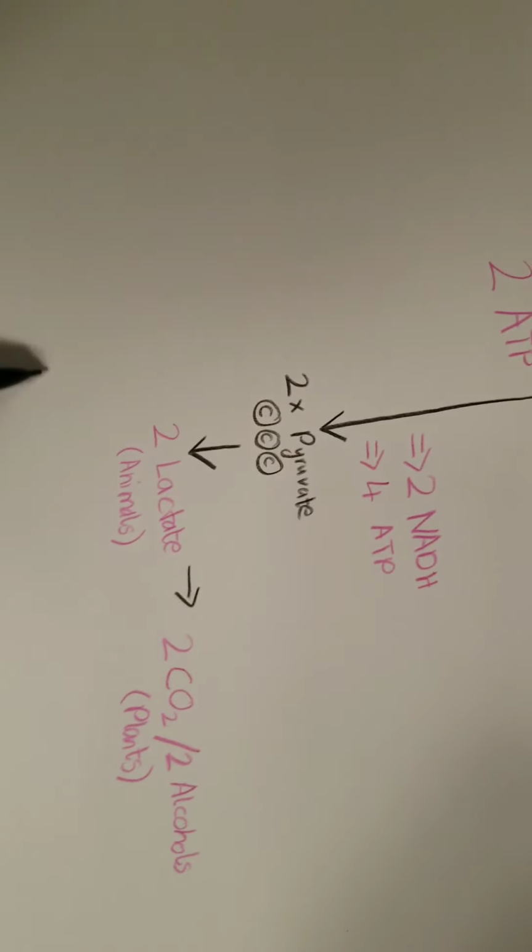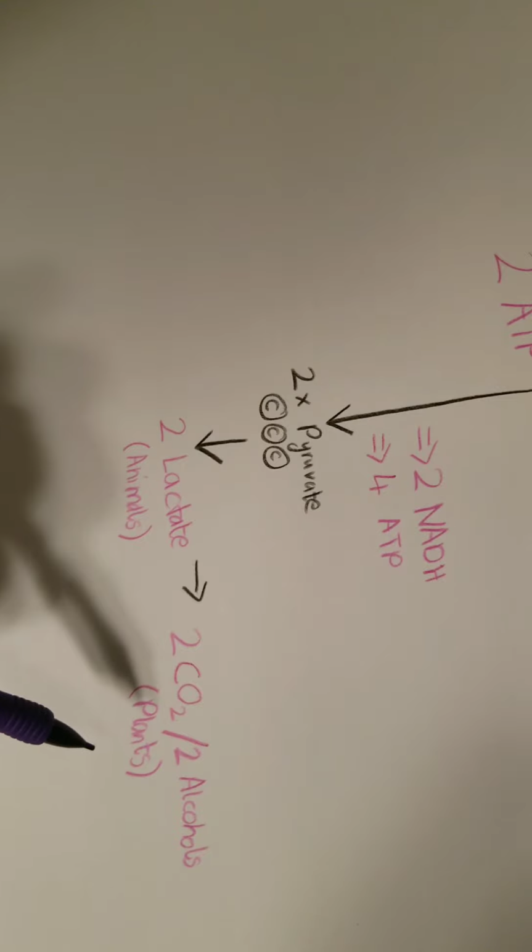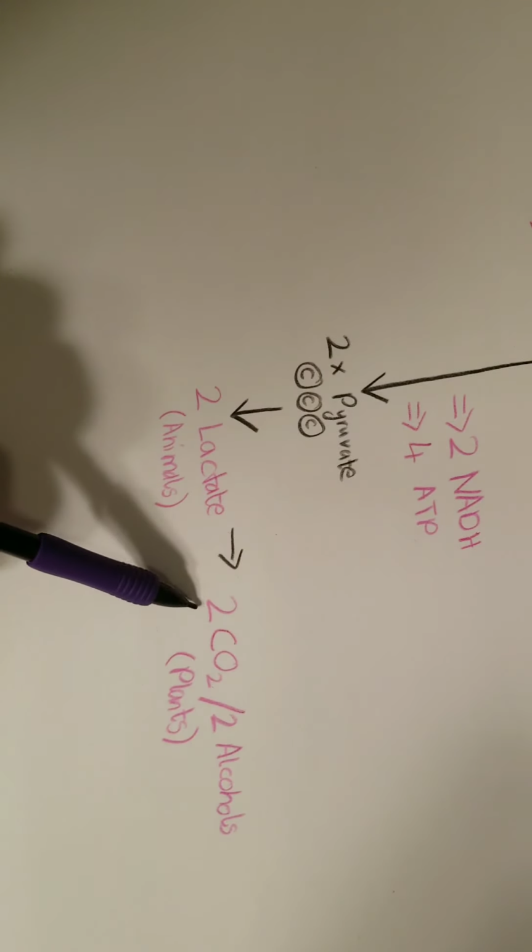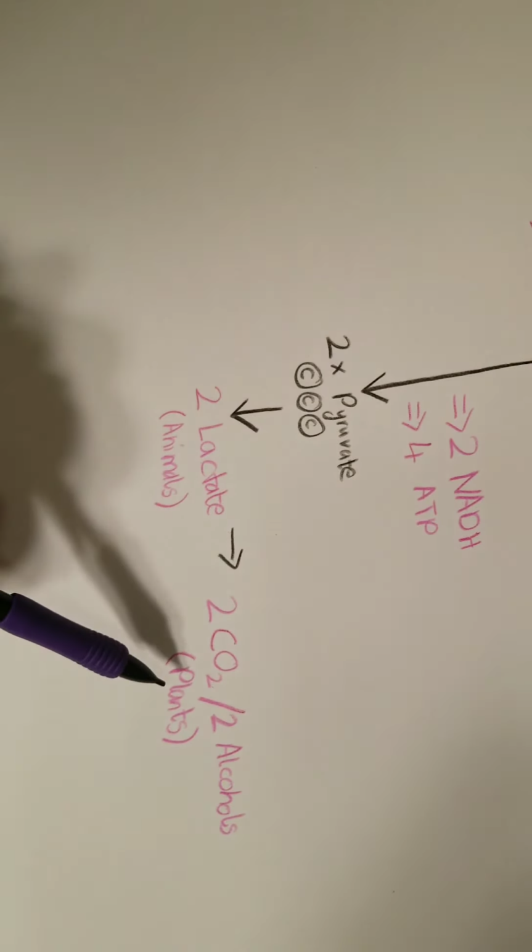You're going to be making two lactates, which is only in animals, and you're going to be making carbon dioxide and alcohols in plants. This will continue with the use of glucose, breaking down into two lactate or two alcohols and two carbon dioxide each time, only net gaining two ATP molecules. All you do is make two out of it, and then you can't continue for a very long time. It's going to be for a very, very short time.